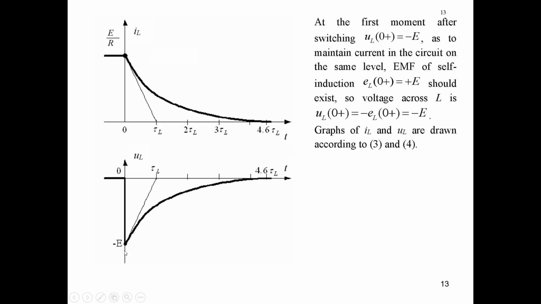When we replace this EMF by a voltage drop, as was taught in the previous semester, its sign should be changed to the opposite. So here the voltage drop across inductance was equal to minus E to provide retaining the same level of current before commutation and after commutation.